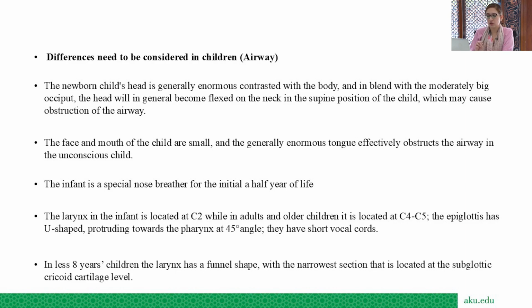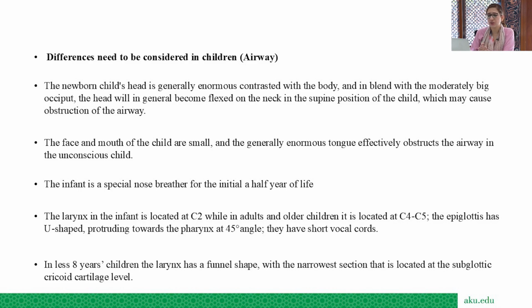And again, they have short vocal cords, the epiglottis is U-shaped, the larynx is located at C2. In adults, it's going to be somewhere between C4 and C5. So all of these factors predispose to a high-risk airway, or an airway that requires immediate attention whenever we think the child is getting sicker.